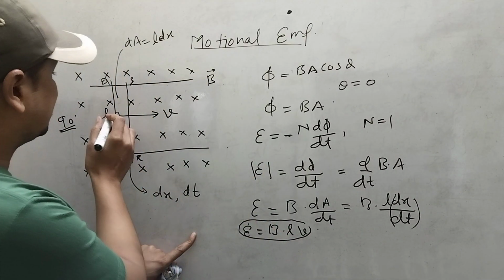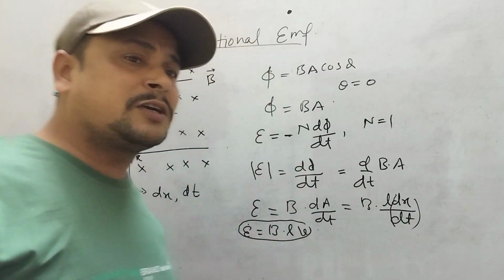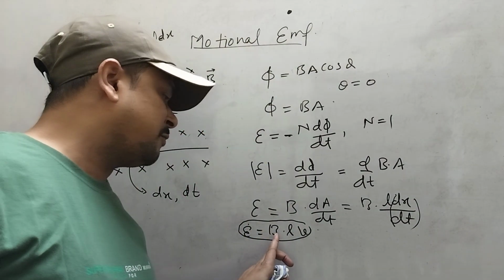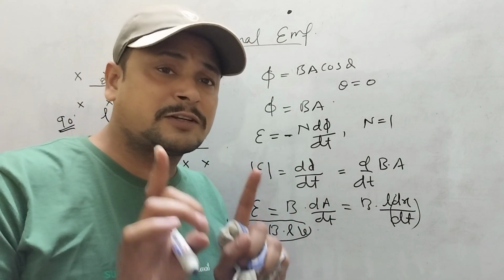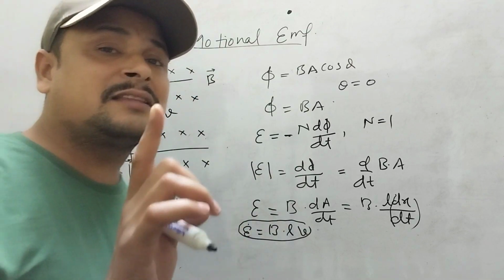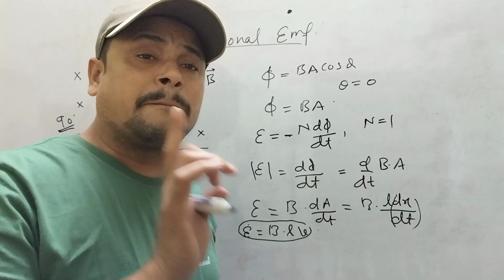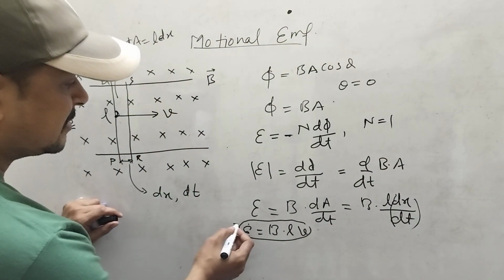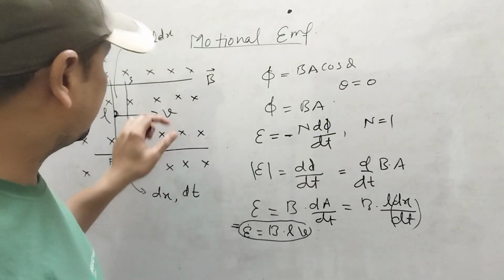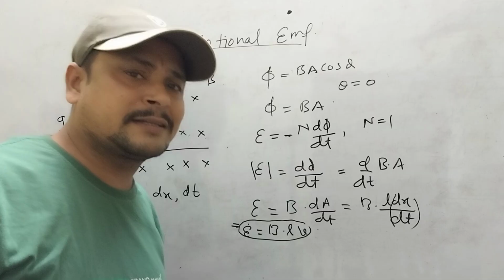Here we are taking them perpendicular, at 90 degrees. It means if the rod is perpendicular to the velocity vector, then the EMF is BLV. If the rod is not perpendicular to the velocity vector, then you should take the component of length that is perpendicular to the velocity vector. So this is the motional EMF formula. Here we are learning only how to get the magnitude, not the polarity. In other lectures we will discuss that.